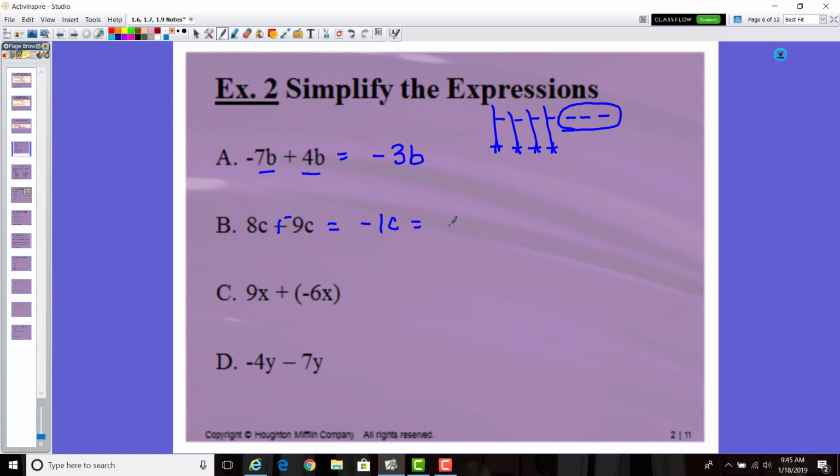Usually when 1 is our coefficient, even if it's negative, you won't see it. You'll just put the negative sign in front of it. 9x plus -6x, we've got 9 positives and 6 negatives. So 6 of those positives will cancel out with 6 of those negatives and leave us with positive 3x. Again, we're going to add the opposite here, so that means we're adding -7 and -4y, which gives us -11y. If you need to draw this diagram for all of these, do it. Do whatever you have to do to help you figure out the problem.